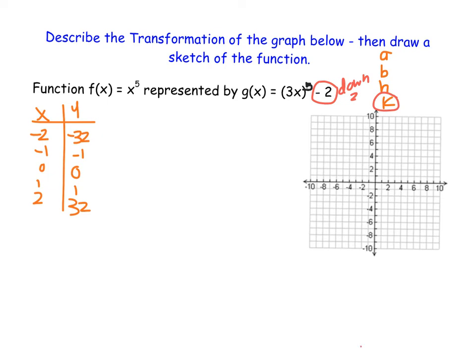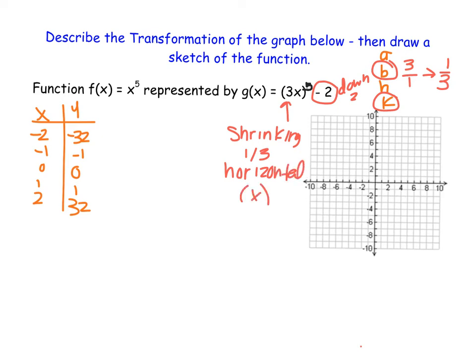I then can also see that I'm multiplying by 3 on the inside here. Multiplying by 3 on the inside here deals with my b value, and 3 is my b value, so then to figure out how my graph is changing, I take the reciprocal of my b value, which becomes 1/3. So what's really happening here is I am shrinking my graph by a factor of 1/3. And because this is on the inside, this is a horizontal shrink, and it's going to be applied to my x values.